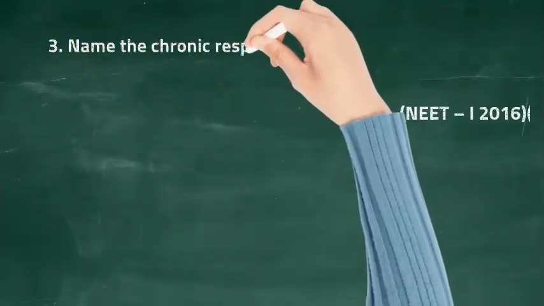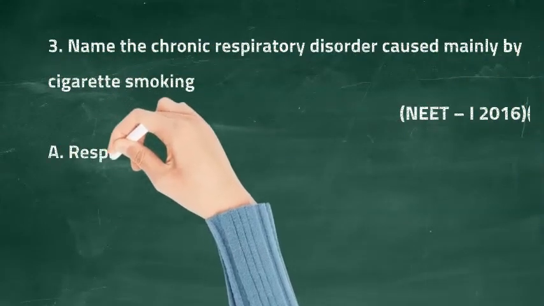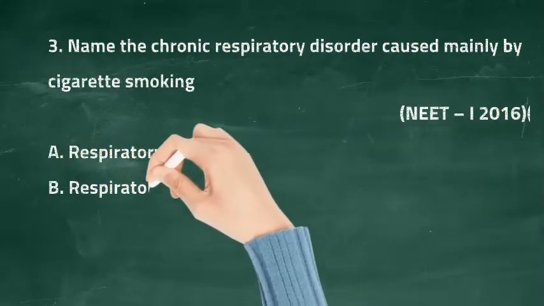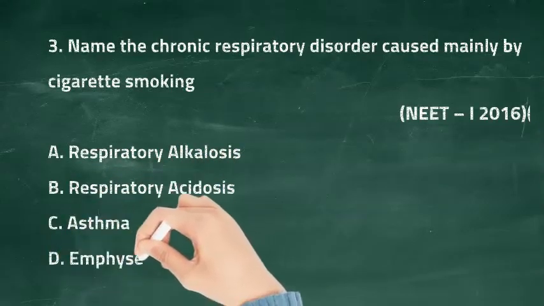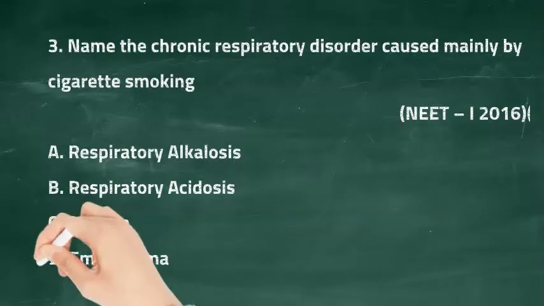Question third. Name the chronic respiratory disorder caused mainly by cigarette smoking. Option A is respiratory alkalosis. Option B is respiratory acidosis. Option C is asthma. And option D is emphysema. So the right answer is option D, emphysema.